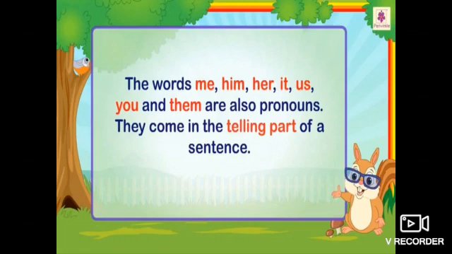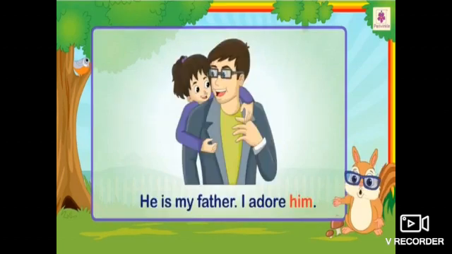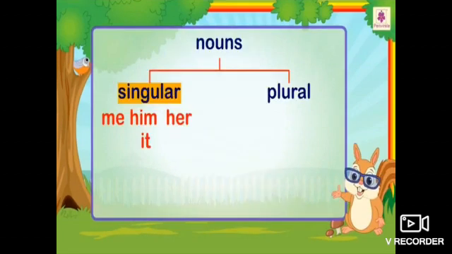The words me, him, her, it, us, you and them are also pronouns. They come in the telling part of a sentence. For example, he is my father, I adore him. So the words me, him, her, it are all singular pronouns. The words us and them are plural pronouns.